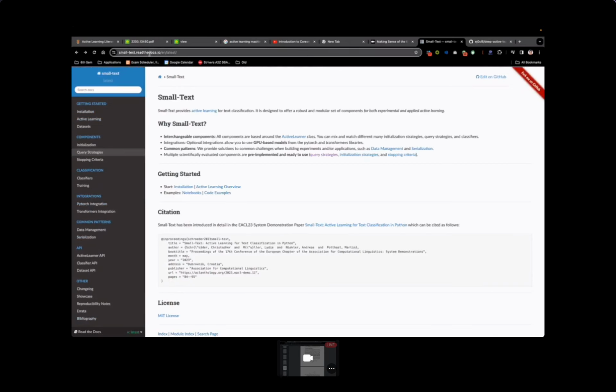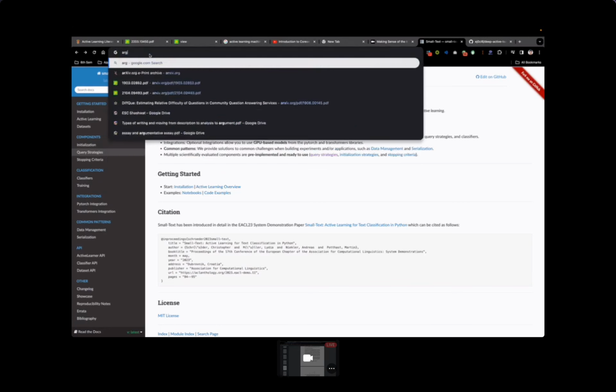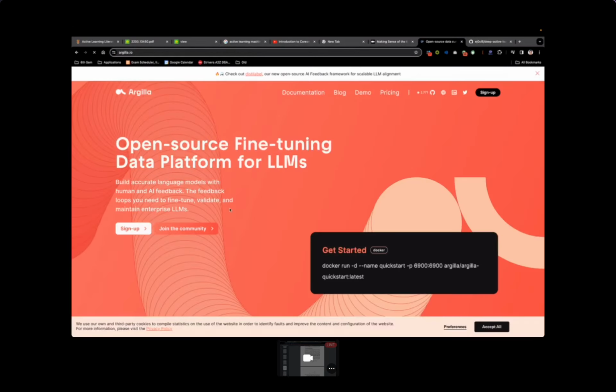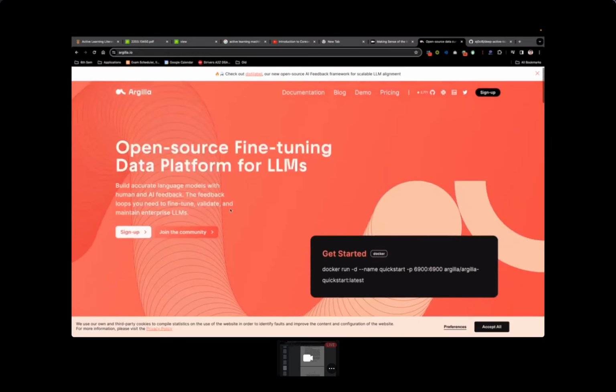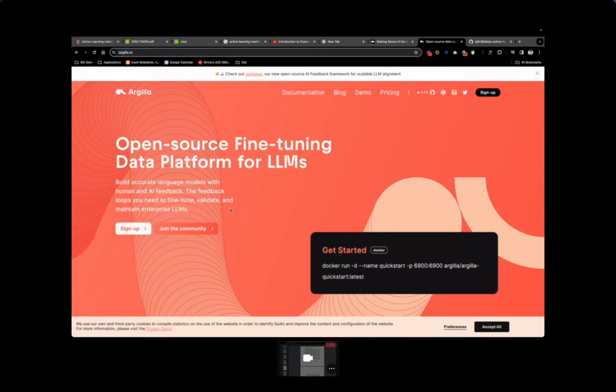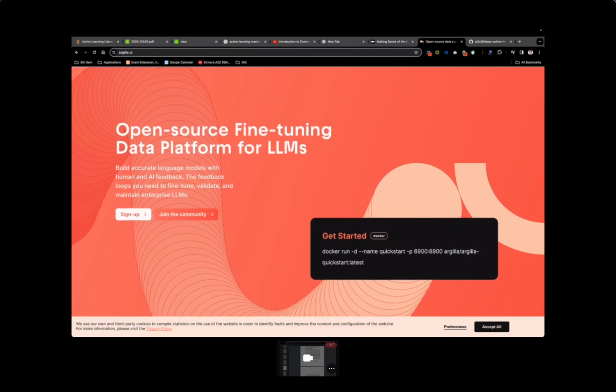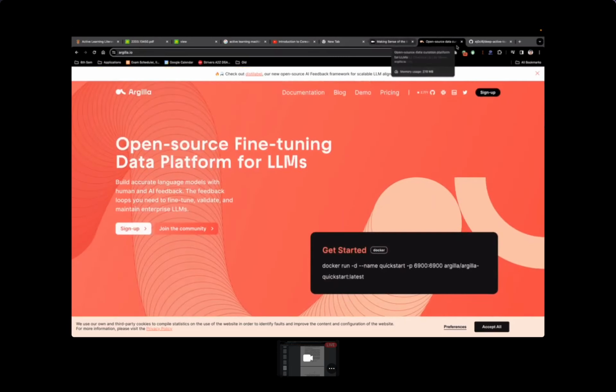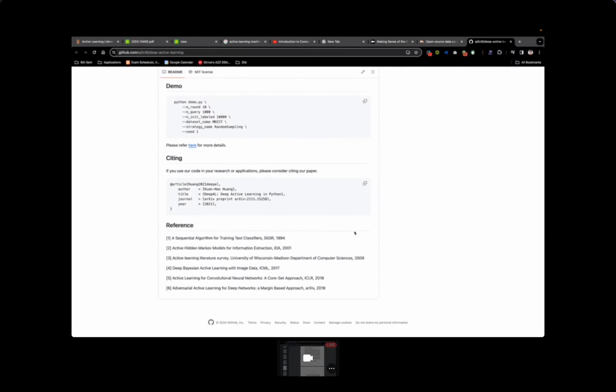Also, there is an interactive interface, Argilla, which you can use to manually annotate. For example, you can select samples and use the Argilla interface to provide those to the human annotator. That becomes very friendly. It's a fine-tuning data platform for LLMs. So you can have a look at these three libraries and feel free to play around with them.